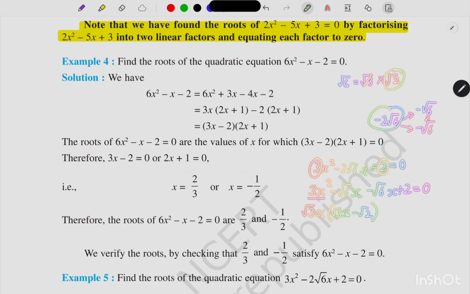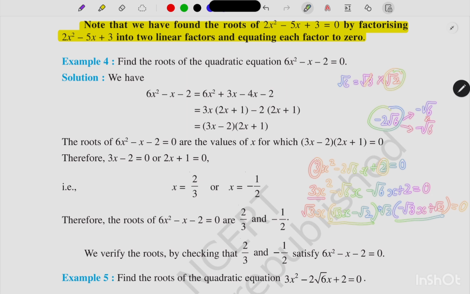Now in the next one, I will take root 2 as common. You need to add a plus here. Okay, I'm going to take root 2 as common. So here I have minus root 3 x plus root 2. So here's a difference that you'll see. We have root 3x minus root 2, and here we have minus root 3x plus root 2.